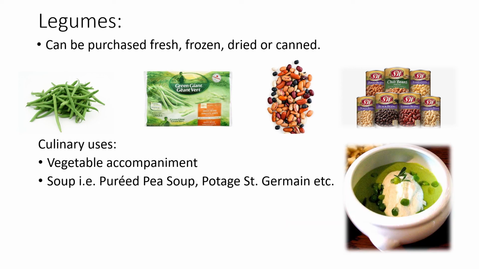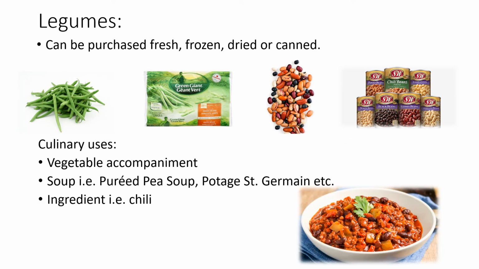Make beautiful soups out of legumes, particularly if you look at pureed pea soup, potage Saint-Germain, a sweet pea soup with a little bit of Pernod licorice flavoring in there. It is very, very delicate and delicious. Can be used as an ingredient in things like chili, for example.